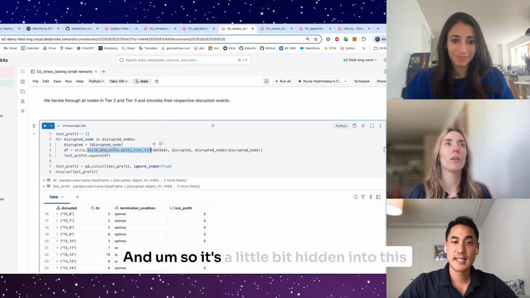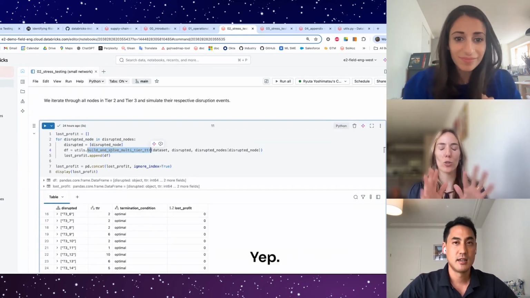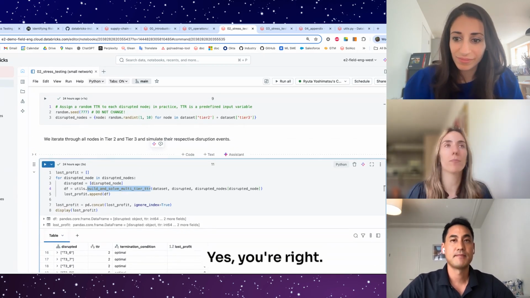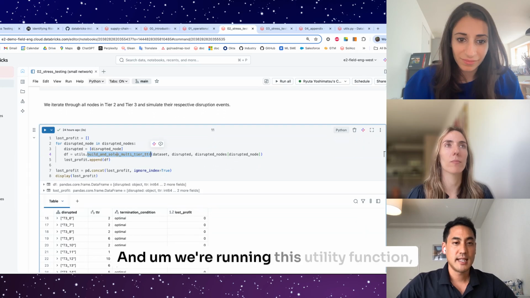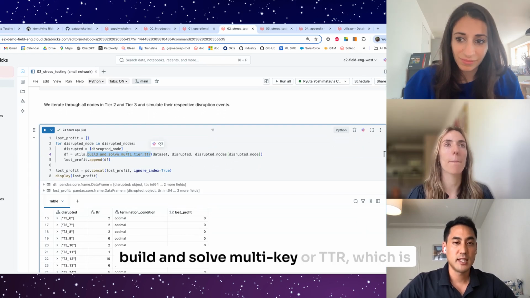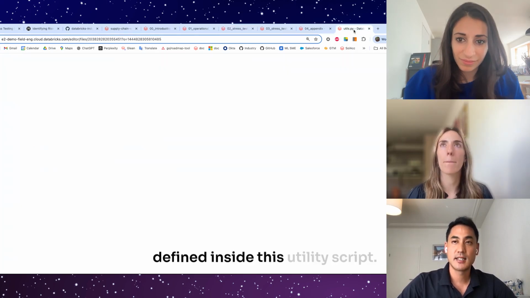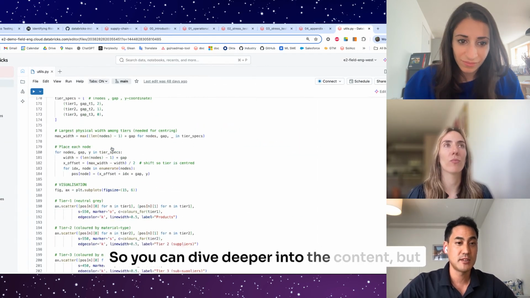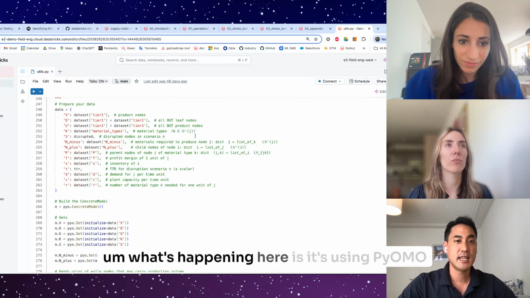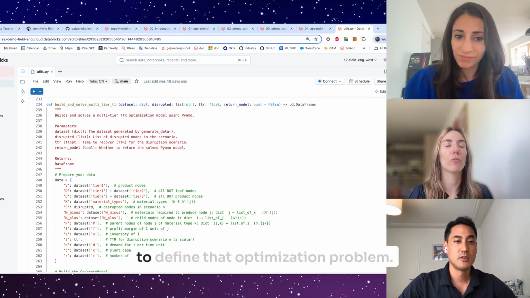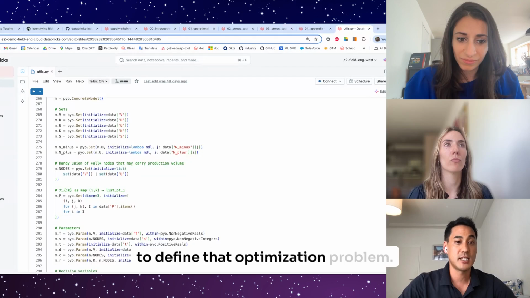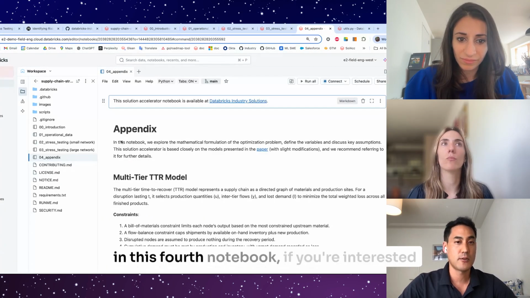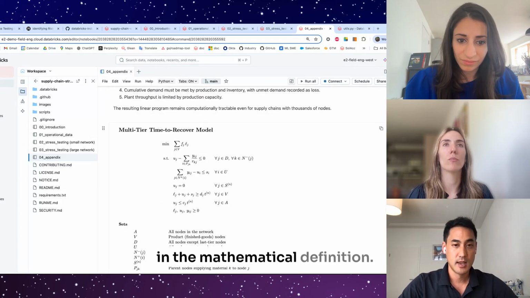And so it's a little bit hidden in this custom function. So you are assigning a random TTR for the node that is going to be disrupted. Yes, you're right. And we're running this utility function build and solve multi-tier TTR, which is defined inside this utility script. So you can dive deeper into the content, but what's happening here is it's using PyOmo to define that optimization problem. And that optimization problem is formulated in this fourth notebook, if you're interested in the mathematical definition.